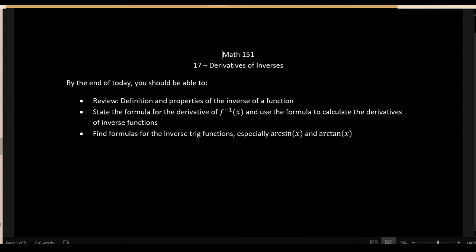In this video, I would like to study the special case of what happens when you're taking the derivative of a function which is the inverse of another function. By the end of today, we should review the definition and the properties of inverses, and we'll state the formula for the derivative of the inverse of the function f(x), and we'll use that formula in particular to find the derivatives of things like arcsine and arctangent, the inverse sine and inverse tangent functions.